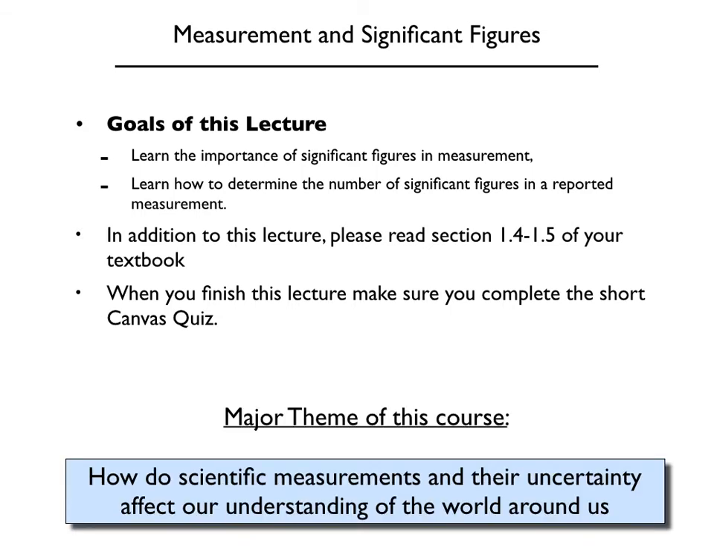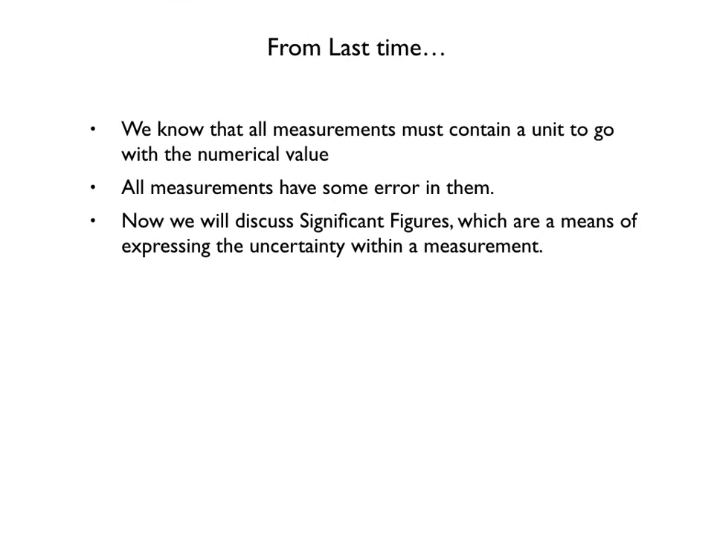This continues our discussion in this course about scientific measurement and uncertainty and how this affects our understanding of the world around us. So, a little review. The last lecture you should have watched, we went over the importance of measurement and the importance of every measurement to contain a unit to go with the numerical measurement itself. And we also discussed how every measurement has some amount of error associated with it.